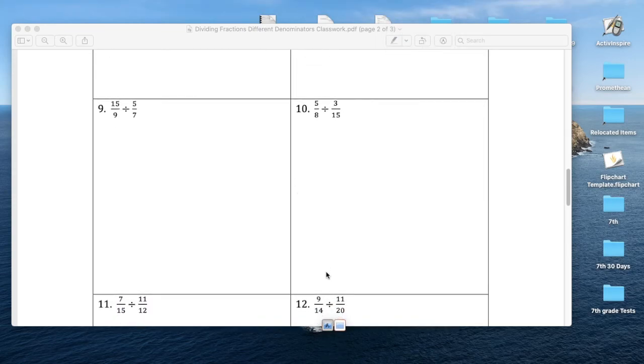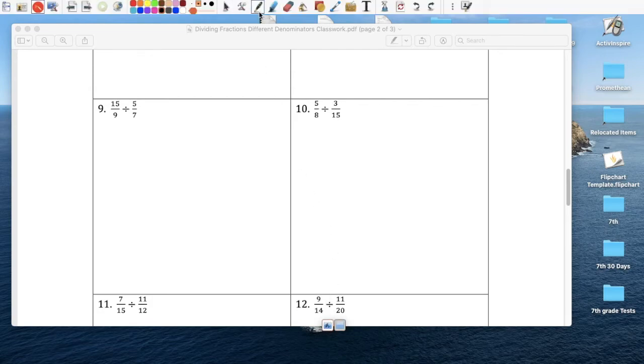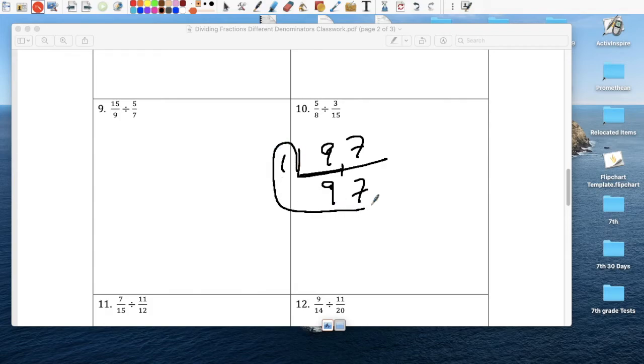Yeah, let's keep going. Two more, three, four more. 15 over 9, and 5 over 7. So the LCM of 9 and 7 is, well, 1 is the only number that goes into both. So the LCM is 9 times 7, which gives you 63. Well, let's change both to 63.